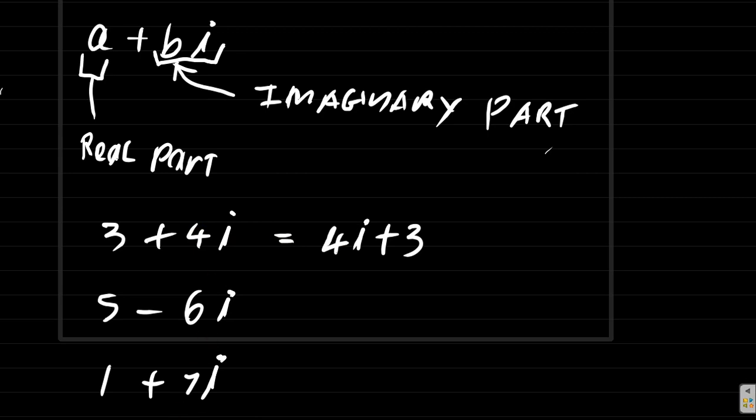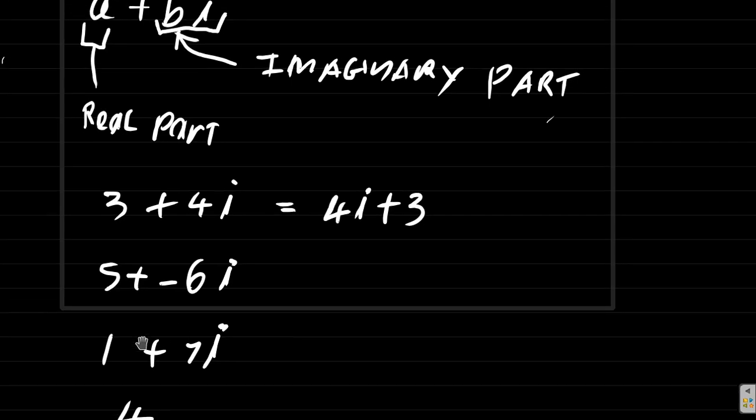Now, here, we also have 5 minus 6i. What's the real part and the imaginary part? Well, the real part is 5. The imaginary part is negative 6i. Because remember, this can be written as 5 plus negative 6i. So the imaginary part is not 6i, it is negative 6i. Alright?